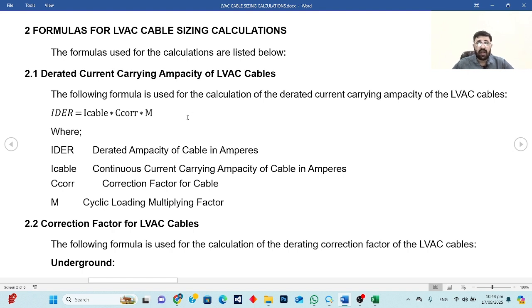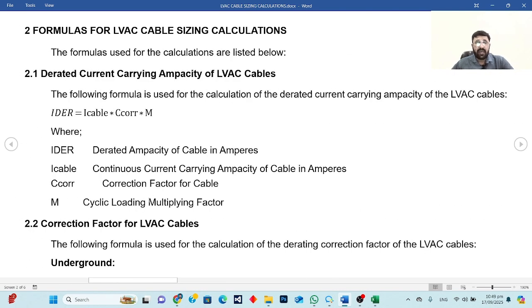basically the load is not continuously running through the cables. The load is varying: at peak hours it will be highest, in the morning it will be low load, in the evening time it is also low. So that's why the IEC standard, one is the 62738 and another IEC standard, they allow us to apply the cyclic loading factor. So I will discuss in the next video how we will calculate the multiplying factor.